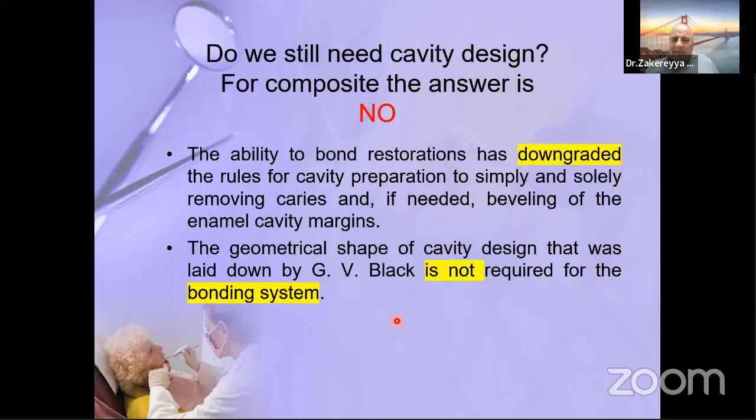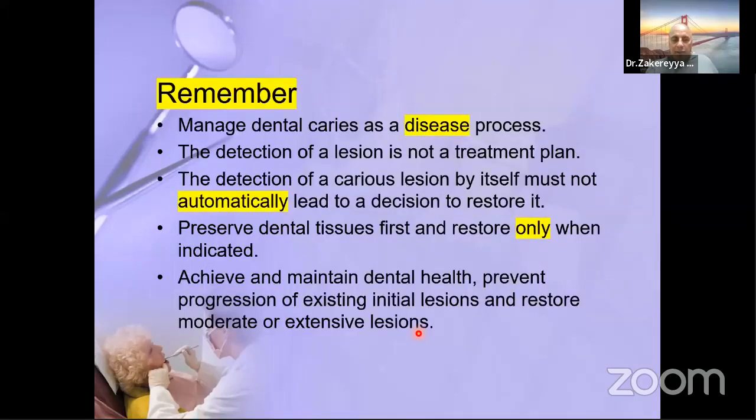Now, do we still need cavity design? Simply, for amalgam, yes, we need cavity design. For composite, the answer is no, because it's a different story. Bonding, okay, has downgraded the rules of cavity preparation to simply and solely removing caries. The geometric shape of cavity design that was laid down by G.V. Black is not required for bonding systems. So we have to remember to manage dental caries as a disease. The detection of dental caries is not a treatment plan. The detection of a caries by itself must not automatically lead to a decision to restore it.